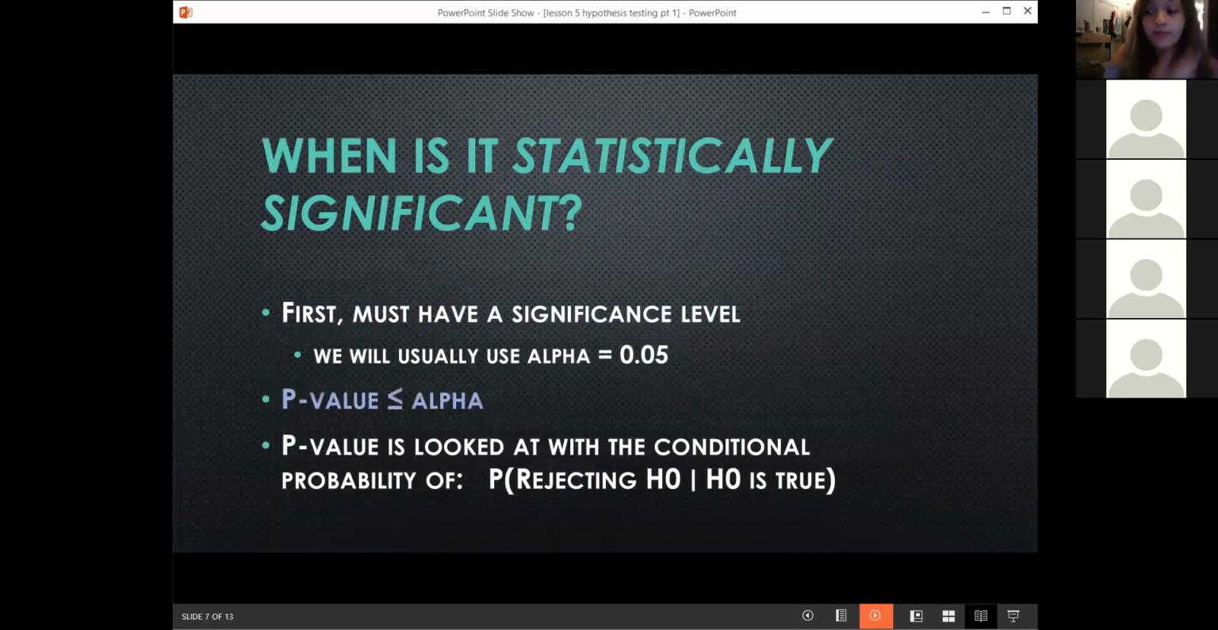Okay, so I'm trying to decide when something is statistically significant. The main thing we want to decide here is how big is our p-value, and then what does that mean? Like I said before, we want to make sure that our p-value is small if we're trying to find statistical significance. We always have to have a significance level that's denoted by alpha, and often we'll use 0.05.